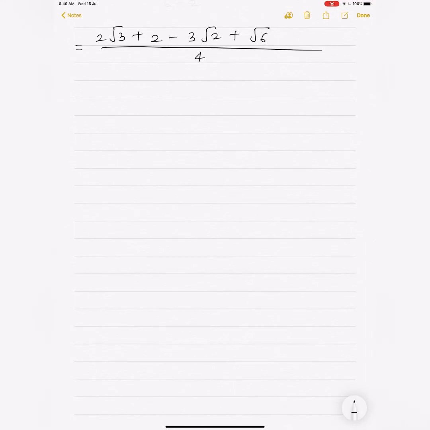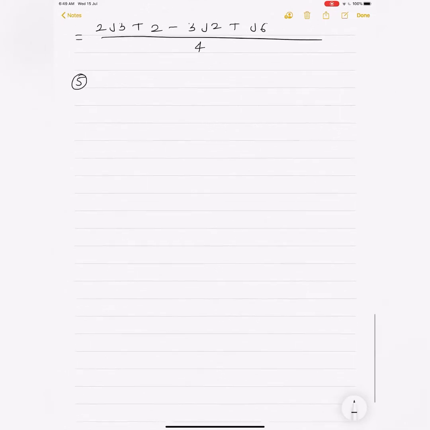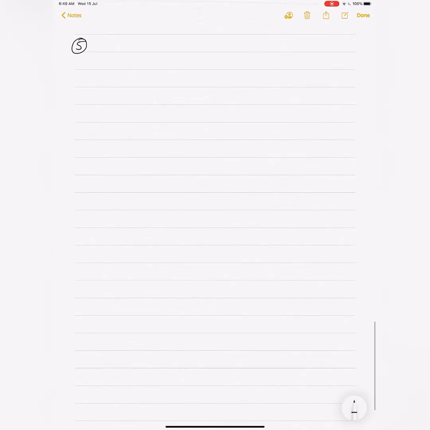Guys, now in problem number 5, we are given that x is equal to root 5 minus 2 upon root 5 plus 2. What is y equal to? Root 5 plus 2 upon root 5 minus 2. So how will you find out x squared now? They are asking us to find out first x squared. So x squared will be what? Square of x. Okay, first thing.